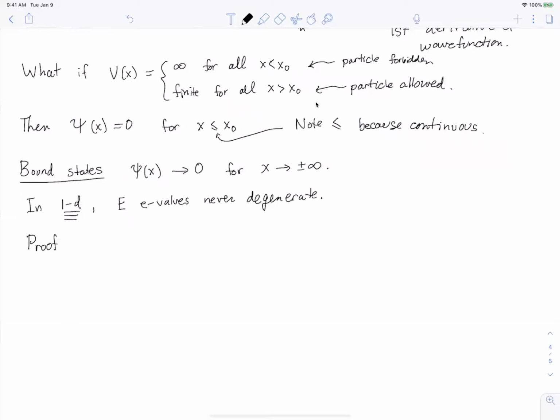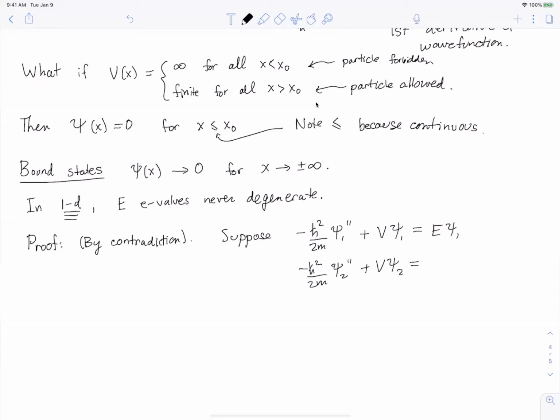Okay, so here's the proof, and it's by contradiction. In other words, we're going to assume the opposite and prove that that will fail. So suppose you had two different wave functions that both satisfied this Schrodinger equation with the same eigenvalue. I'm going to call one of them psi1, and the other one psi2. And notice I'm giving them the same energy eigenvalue. I'm assuming they're degenerate.